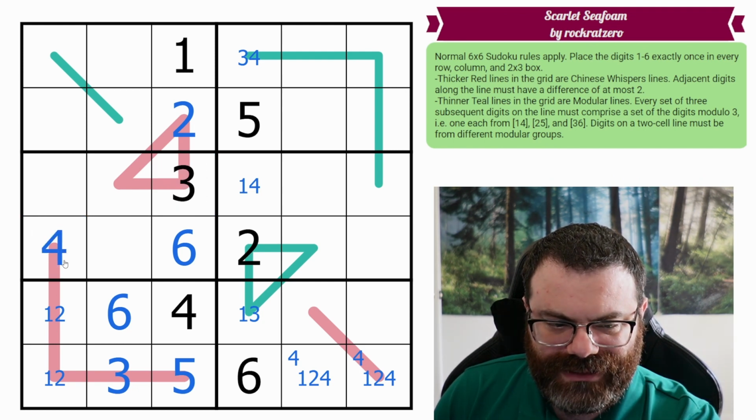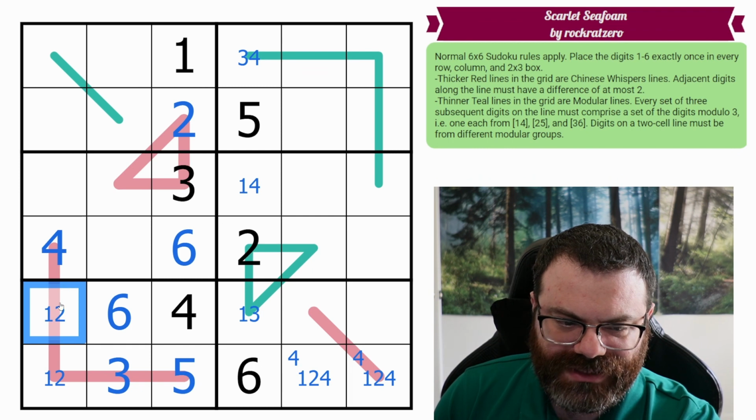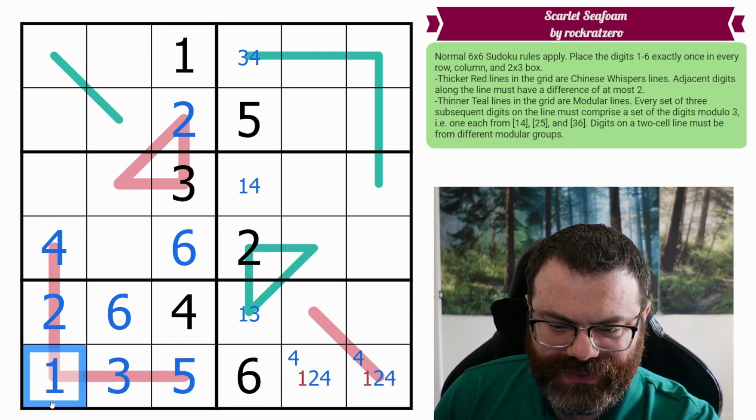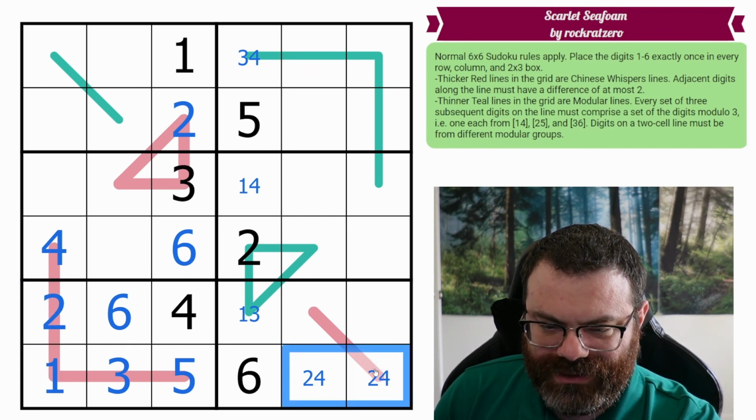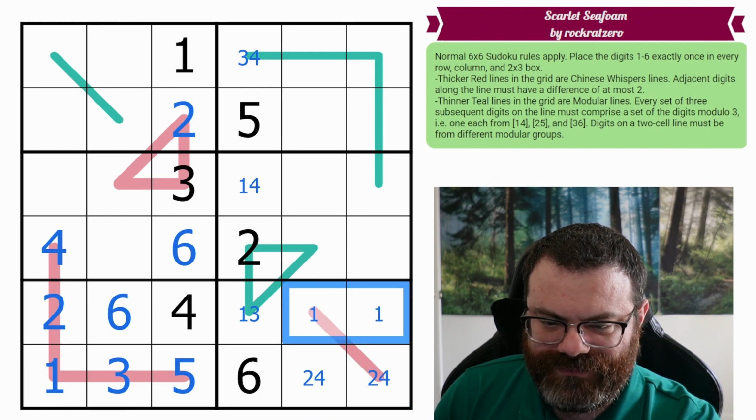Because it is a 4, and then now this can't be a 1 because 1's too far from the 4, so that's 2 and 1. All right, cool. We get a 2, 4 pair here. These are 1, 3, 5.